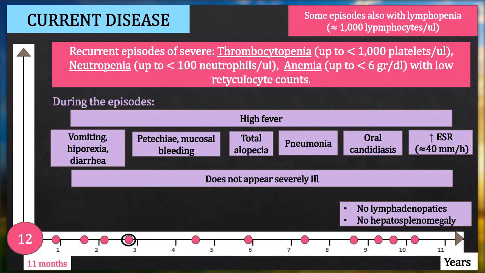In these episodes, everything began with a high fever. It was the first thing that the parents noticed. Then different symptoms appeared, not always in the same order, but always vomiting, hyporexia, diarrhea, petechiae, and mucosal bleeding, which I suppose is associated with the very severe thrombocytopenia. A very important characteristic is total alopecia, pneumonia, oral candidiasis, and an elevated erythrocyte sedimentation rate of around 40. Despite all these characteristics, the patient did not appear severely ill. It is worth noting that there were no lymphadenopathies or hepatosplenomegaly.